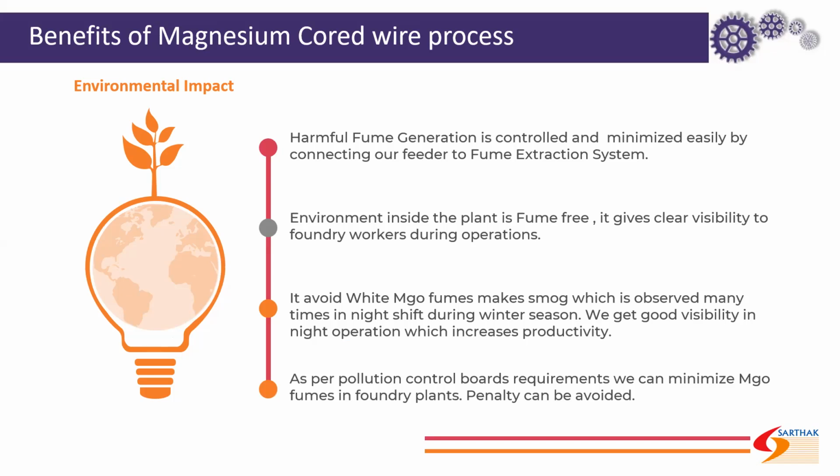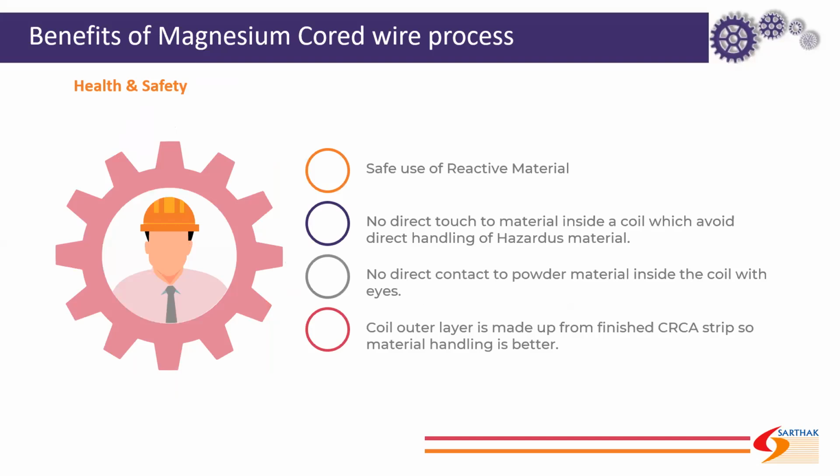As per pollution control board's requirements, MgO fumes in foundry plants, we are arresting them. Pollution control boards sometimes penalize companies for that, so that penalty can be avoided. Then health and safety: safe use of reactive material, no direct touch to material because all the material is inside the coil, which avoids direct handling of hazardous material. No direct contact of powder material inside the coil with ice. The coil outer layer is made from CRC strips, so material handling is better.